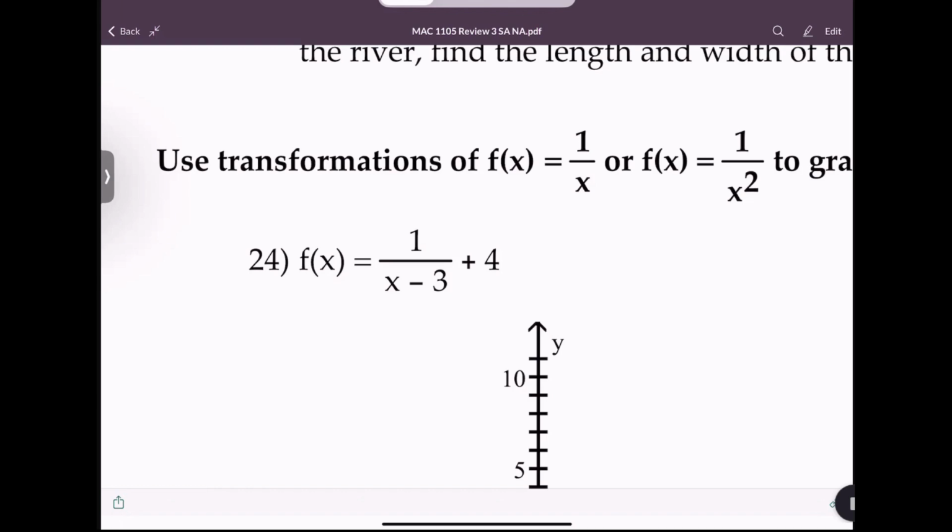So I first add 3 to the x value, because what does that do? It shifts it to the right 3 units. And then I add 4 to the y value.